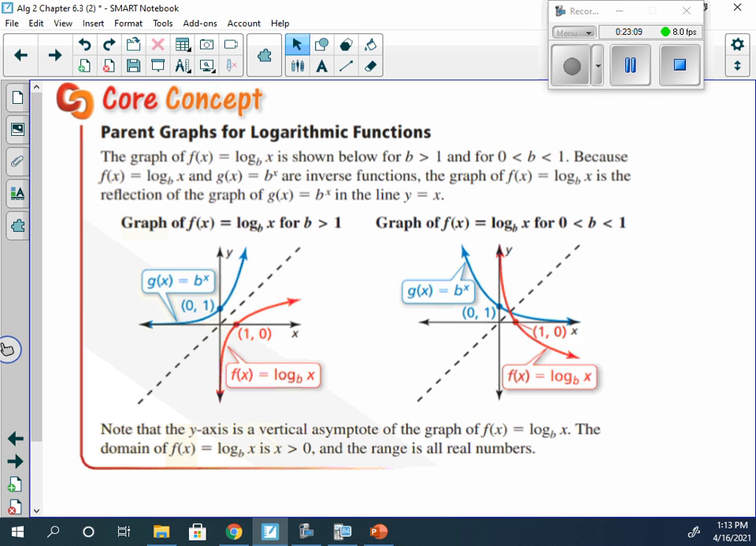Now, are there any questions over anything we covered so far today? Do we feel comfortable with those inverses?